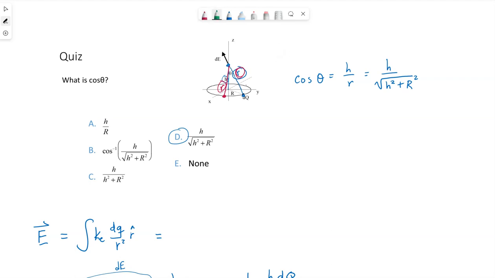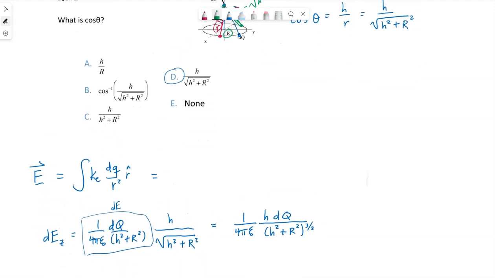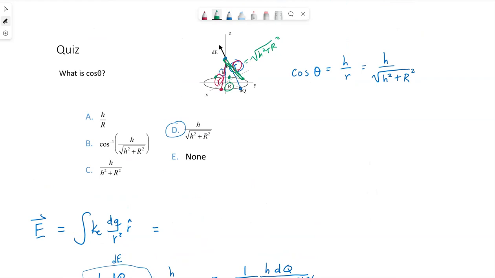If I look at a piece over here, this distance r is still going to be the square root of h squared plus this capital R squared. The angle it makes with the vertical, the z-axis, is still theta. So h is not changing. Capital R is not changing as we continue our way around the ring, accounting for all of the pieces of charge.